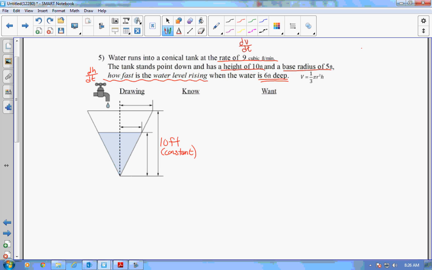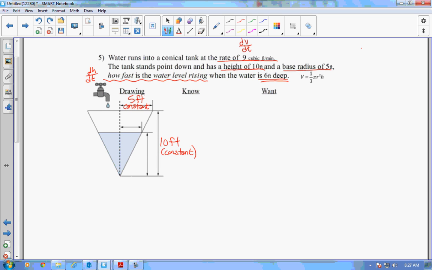Okay, I heard radius. We know 5. Is it this radius? Or is it this radius? Yeah. 5 feet for the radius. Is that radius changing? No, because it's the container. That's also constant.